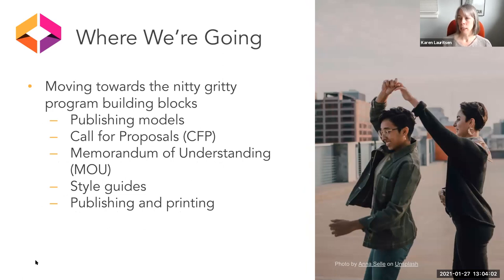We're moving towards the nitty-gritty of program building blocks. So today we'll talk about publishing models. Coming up, we're going to talk about call for proposals, what to put in there, how they can work as a communication vehicle for your capacity and what your program's about. Memorandum of Understanding or MOUs, how you can clarify, again, at the beginning with authors and anyone else you may be working with about what you're doing together and what your expectations are for one another. Style guides, how they can make things better and also more clear in the editing process. And then we'll wrap up talking about publishing and printing and how to get the OER to students in ways that are useful and easy as possible for them. So that's where we're headed.